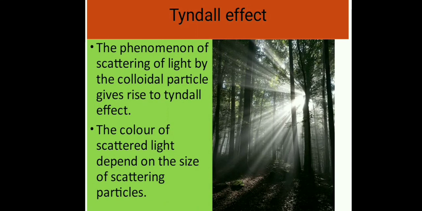Tyndall effect. When a beam of light strikes the minute particles of Earth's atmosphere, suspended particles of dust, and molecules of air, the path of the beam becomes visible. The phenomenon of scattering of light by the colloidal particles gives rise to the Tyndall effect. It can be observed when sunlight passes through a canopy of dense forest. You can see the diagram which is given on the right hand side of the slide. The color of the scattered light depends on the size of the scattering particles.